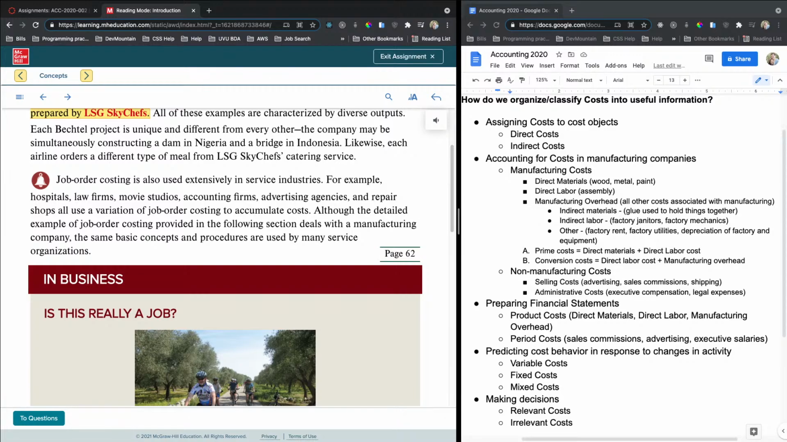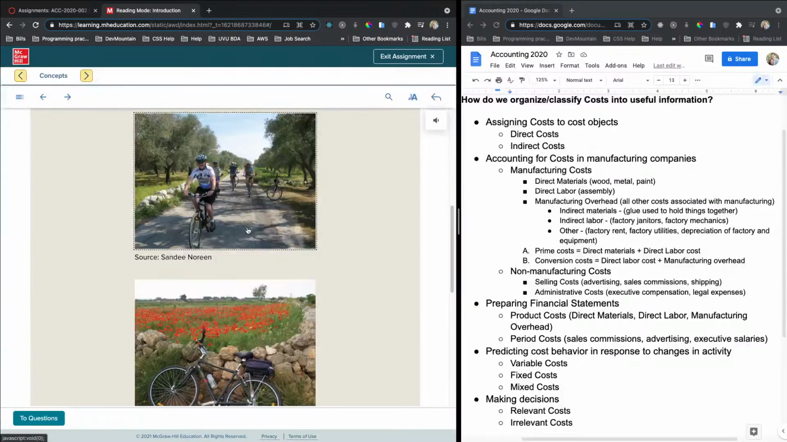There are other things like hospitals, law firms, movie studios, accounting firms, advertising agencies, and repair shops that all use variations of job order costing to accumulate costs. Although the detailed example of job order costing provided in the following section deals with a manufacturing company, the same basic concepts and procedures are used in many service organizations. In business, is this really a job?